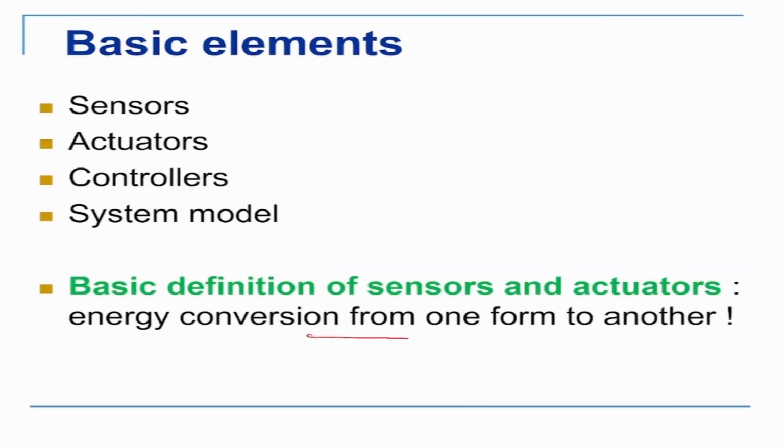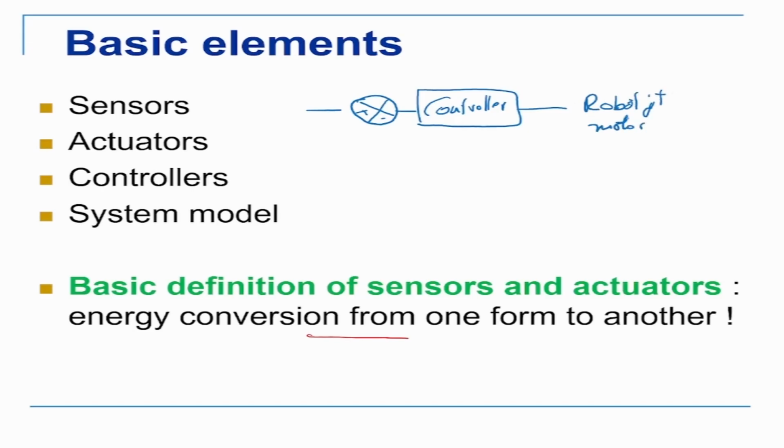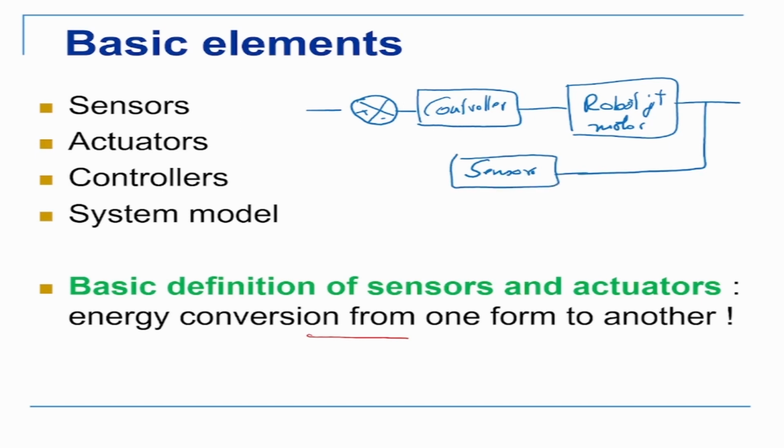Now let's look at the basic elements that I drew in my control system. In the basic control system that I drew, you have a comparator, which is a plus minus here. Then we have a controller. Then we have the robot joint itself with the motor. And then there is a feedback sensor, which is my sensor here. So this is my theta desired and this is my theta present.